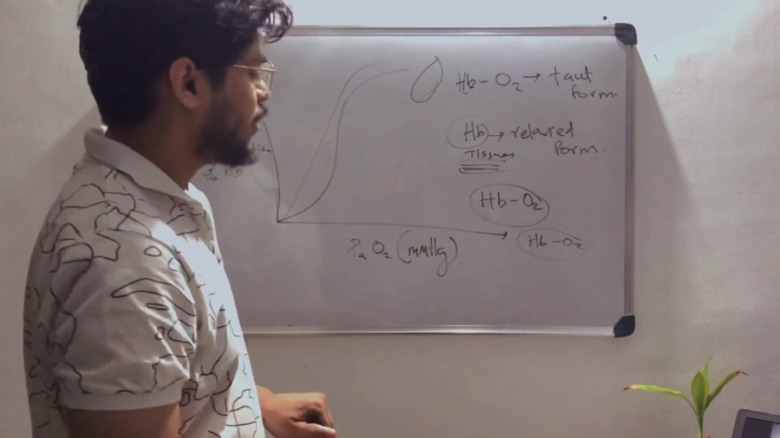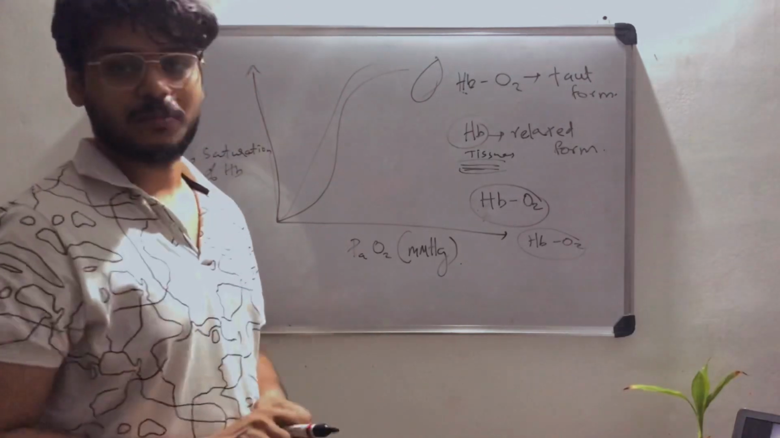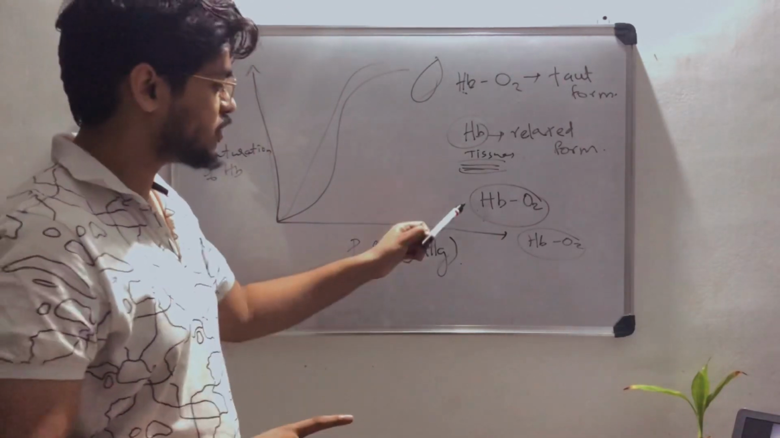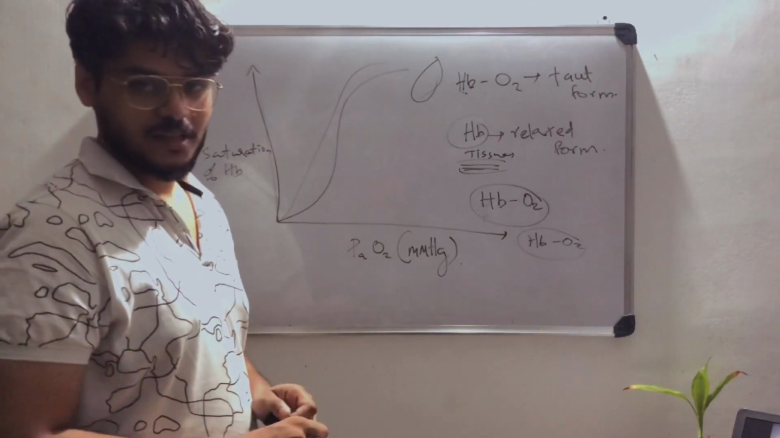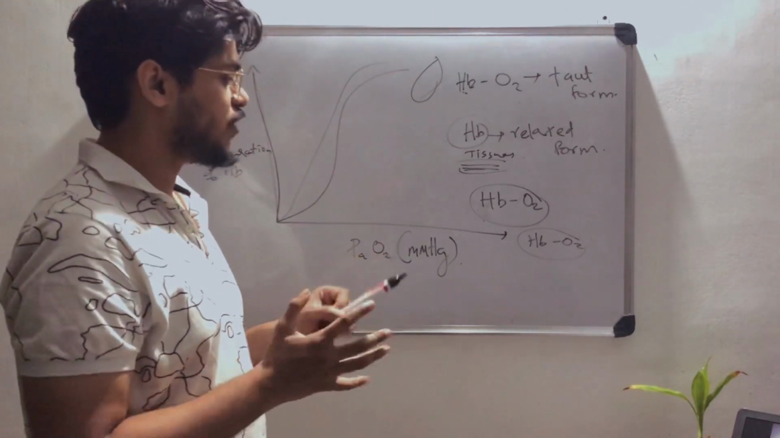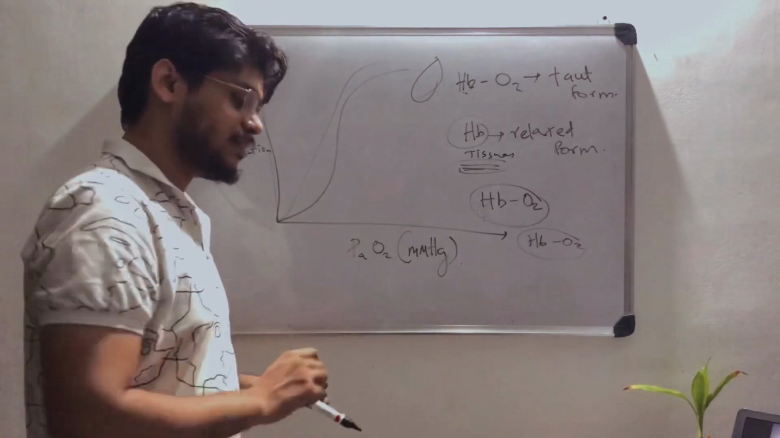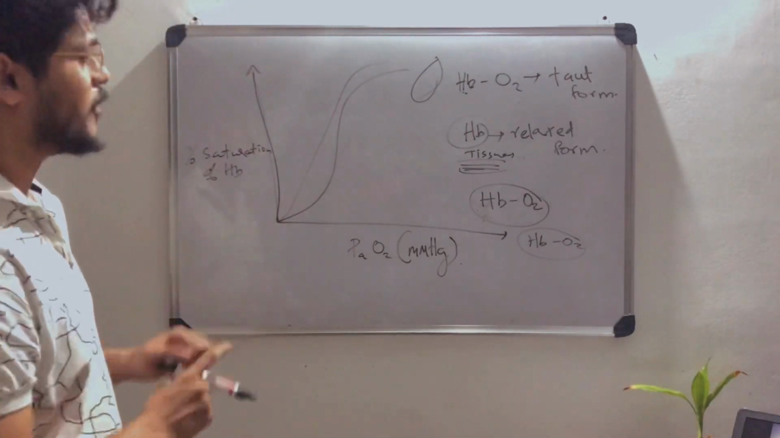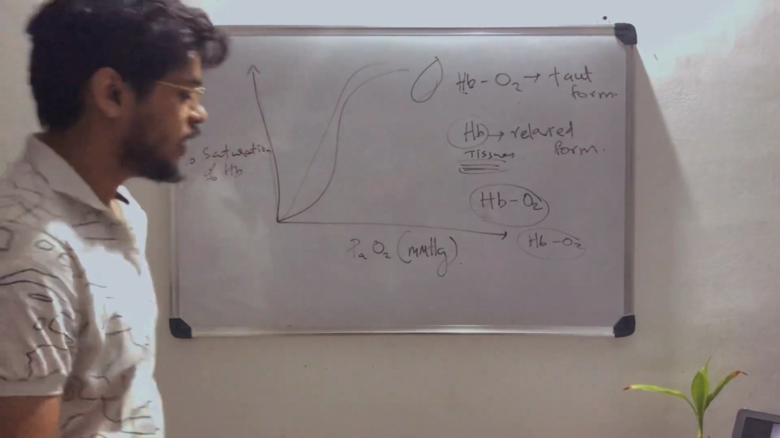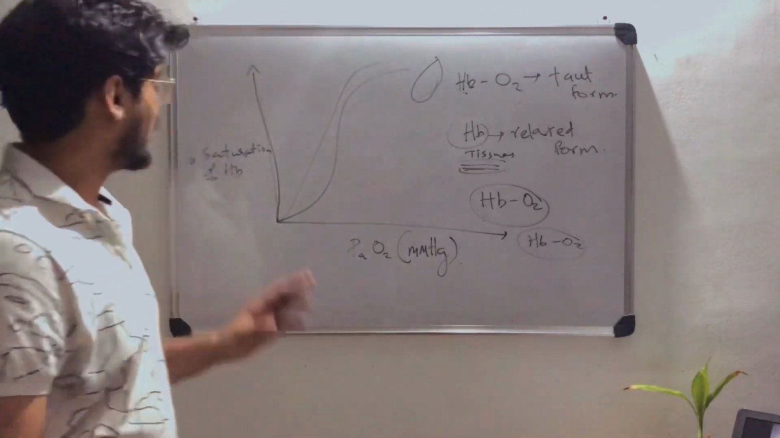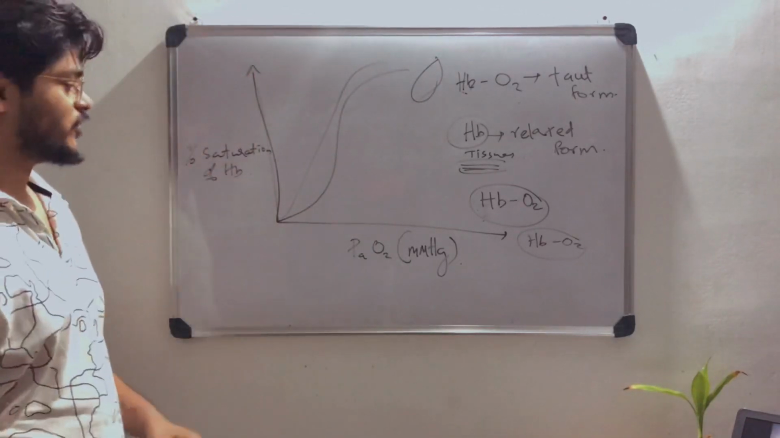So there is a property called allosteric effect. Hemoglobin is an allosteric structure. So this relation is known as cooperativity. That's the important thing to remember. Now we will learn about shift of this oxygen dissociation curve.